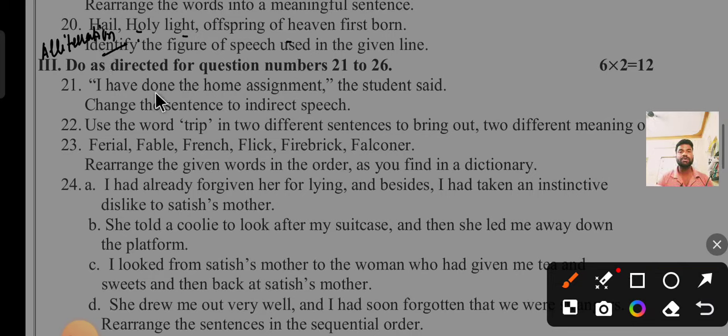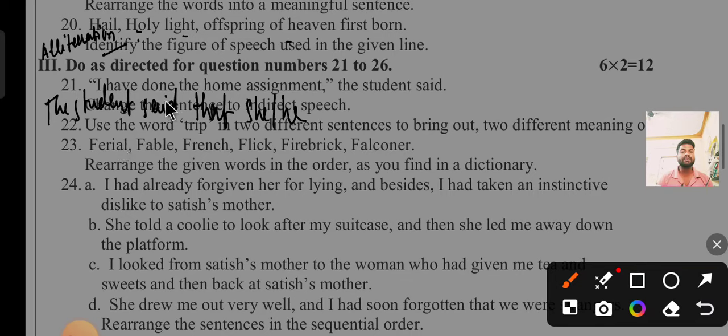The third main is, do as directed for question number 21 to 26. I have done the home assignment, the student said. Change the sentence to indirect speech. How will we change it? Okay, just take that, who is the speaker? The student. The student said that. It refers to that student. You can take she or he because it's the common noun.